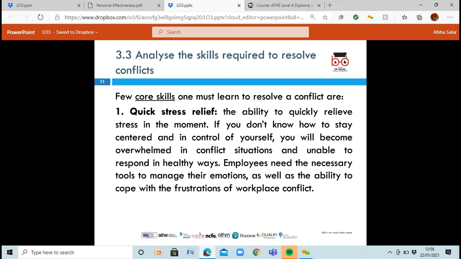So on here, we're just going to look at some skills that are good for resolving conflicts. So quick stress relief. So get a stress relief, get those little balls that you can squeeze, or find a thing that you can relieve yourself from stress. So employees, they need necessary tools to manage their emotions, as well as the ability to cope with frustrations in the workplace. So you give them a few minutes. Tell them if you're feeling frustrated, go have a coffee break. Go have a little walk outside. 5 minutes of their time spent just figuring out how to relieve their stress is better than them spending a whole day building it up.